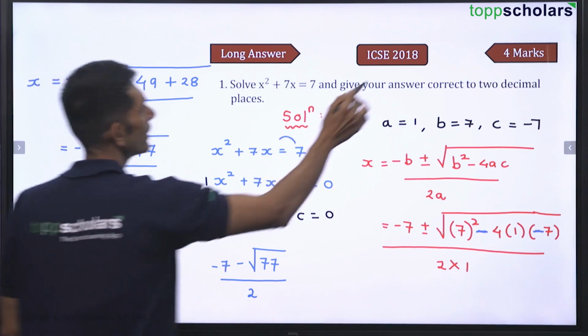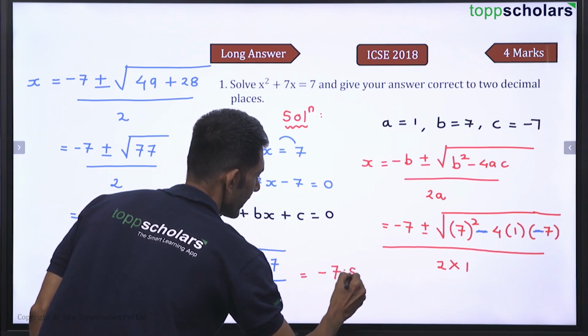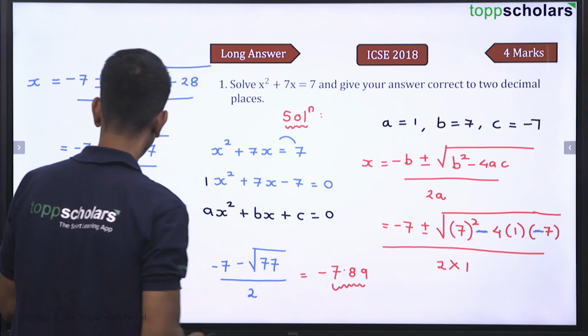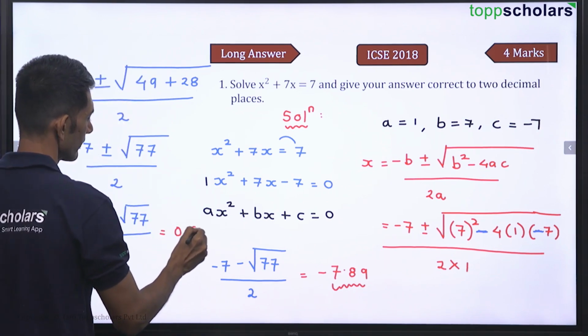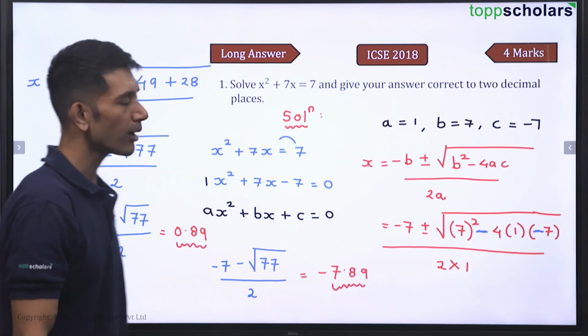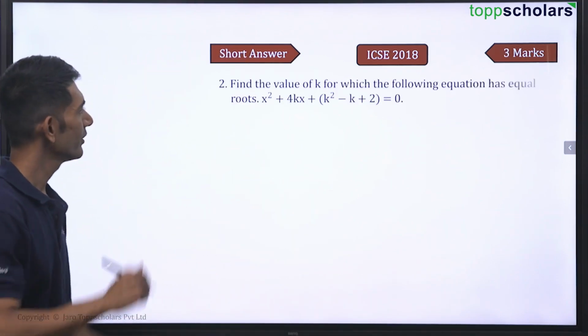So the final answer that you get is minus 7.89, and here you get 0.89. So these are the two values of x up to 2 decimal places. Alright, let us continue. So here is a new question.